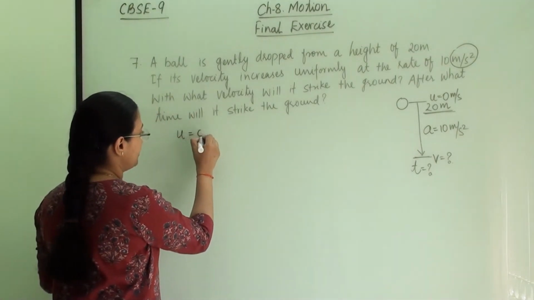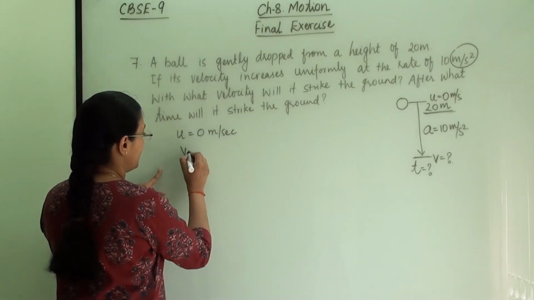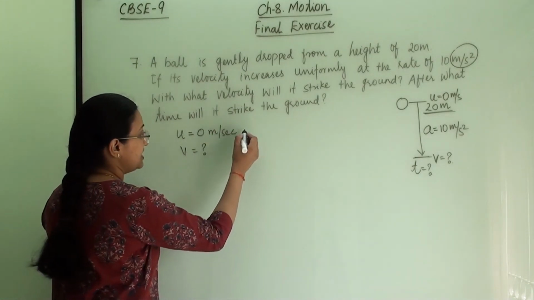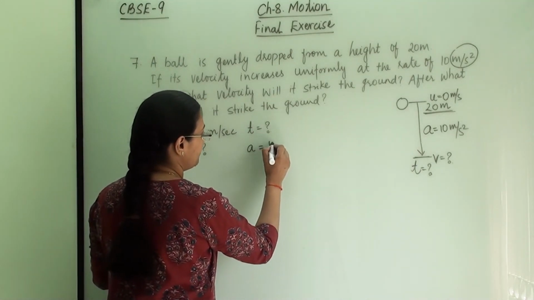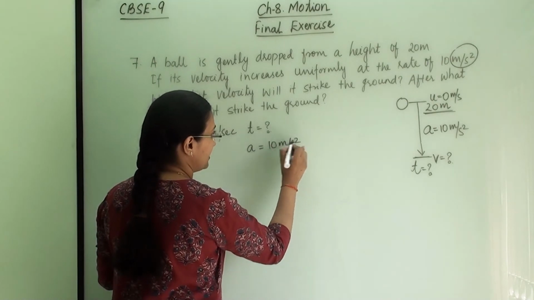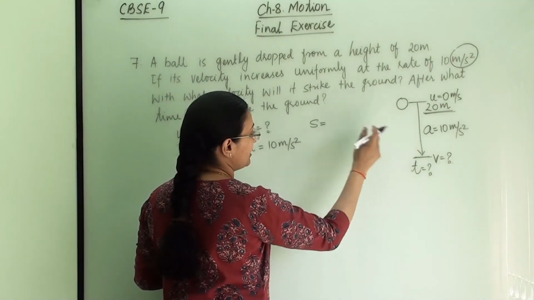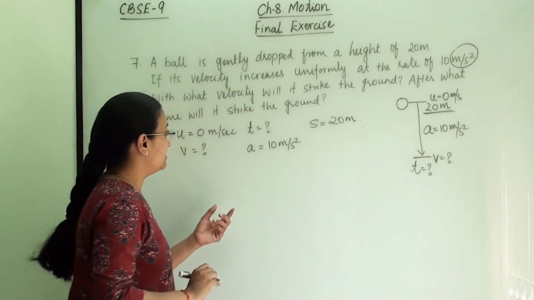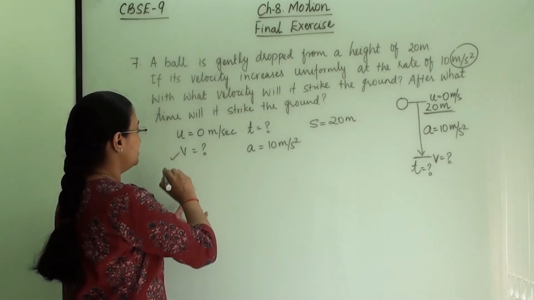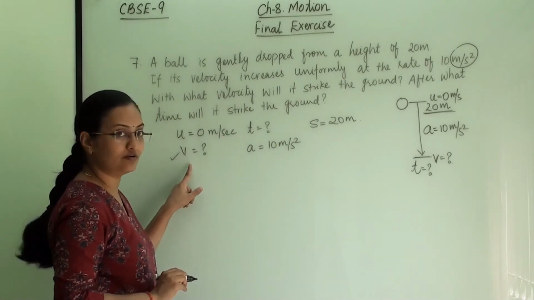So let us note down all these things. Initial velocity is 0 meter per second. Final velocity we have to find out. Time we have to find out. Then acceleration, they have given that 10 meter per second square, and the height they have given, that is our distance, 20 meter. Now from all this data we will find out the final velocity.